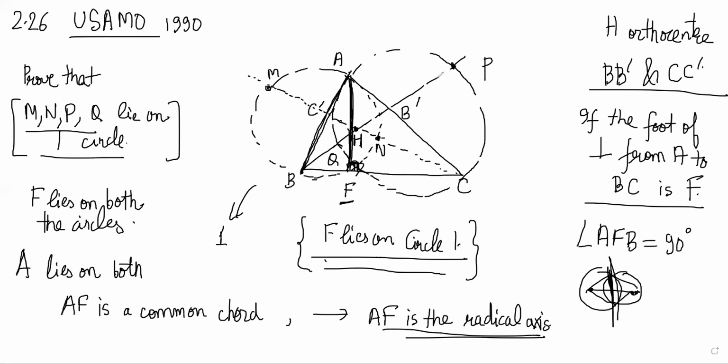MN and PQ. Wait. What was MN? We know that it is perpendicular, right? MN is perpendicular to this, and PQ is also perpendicular to this, right?